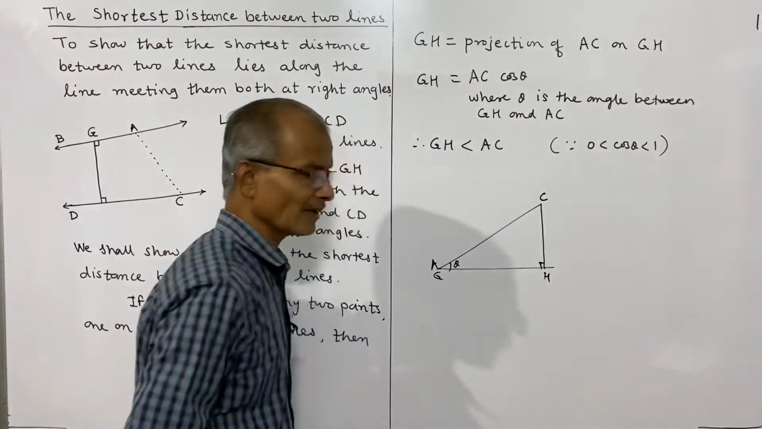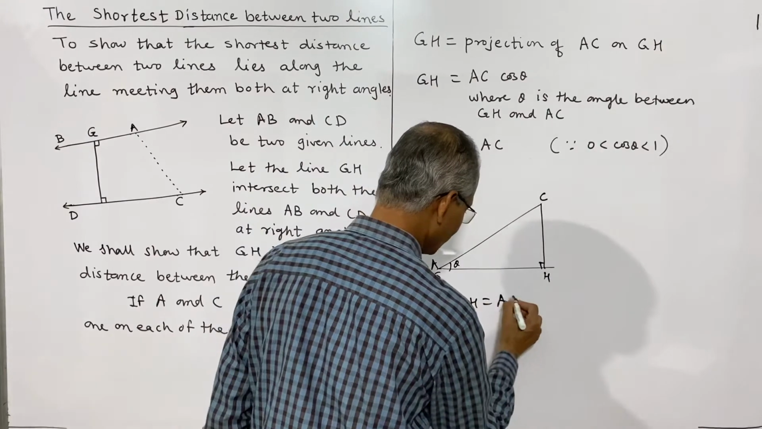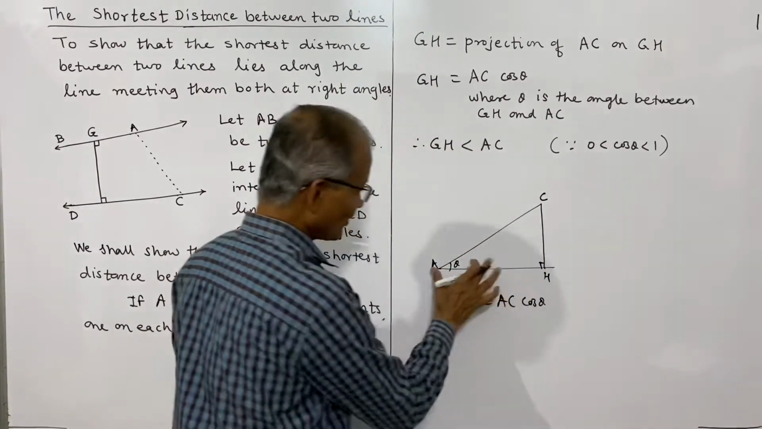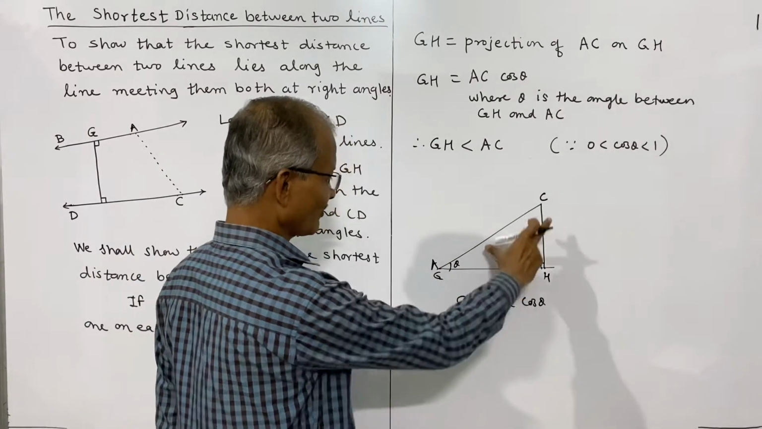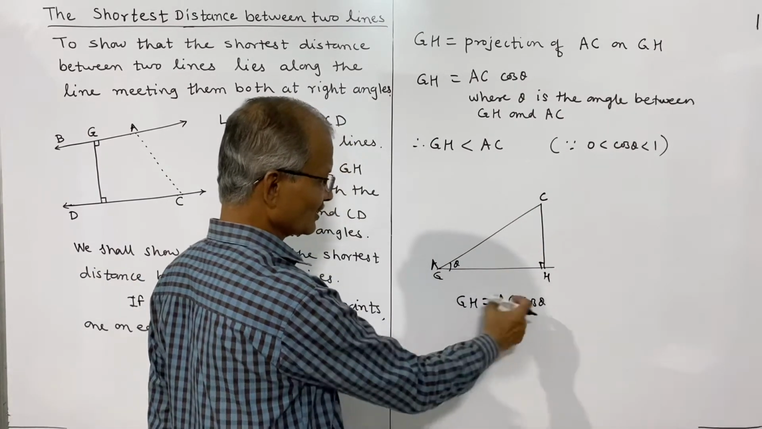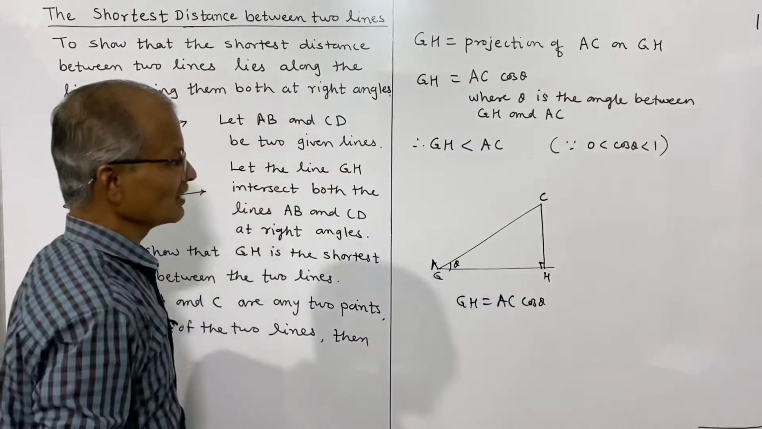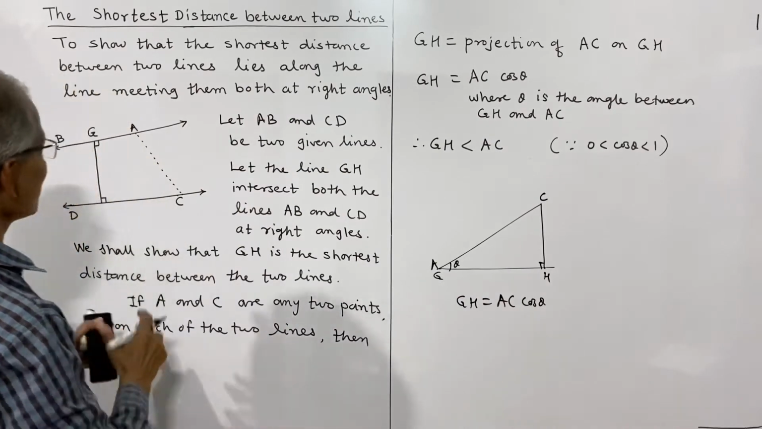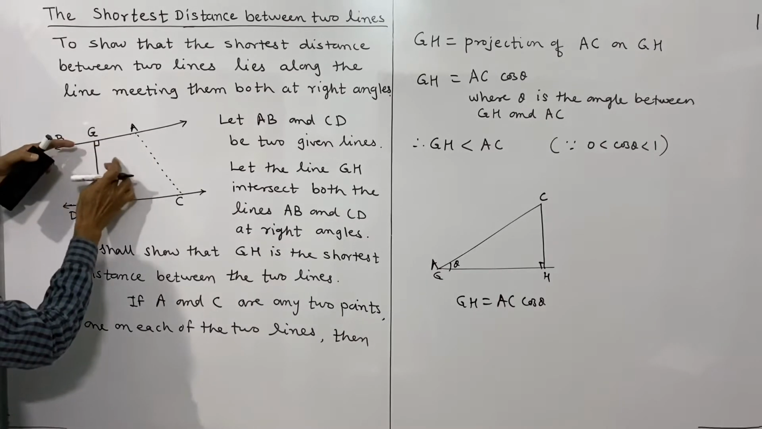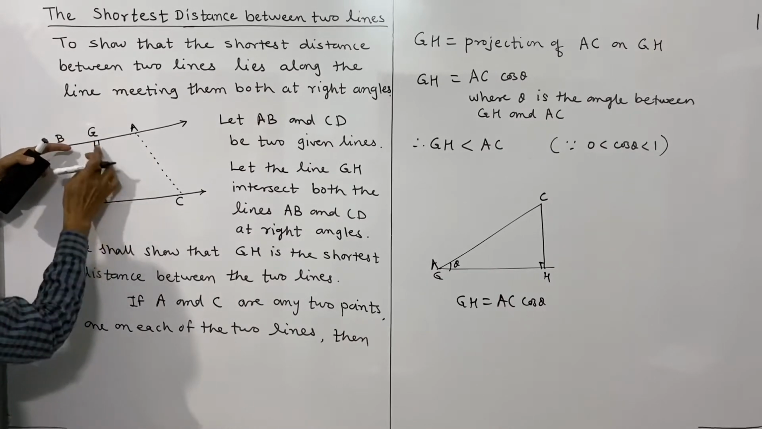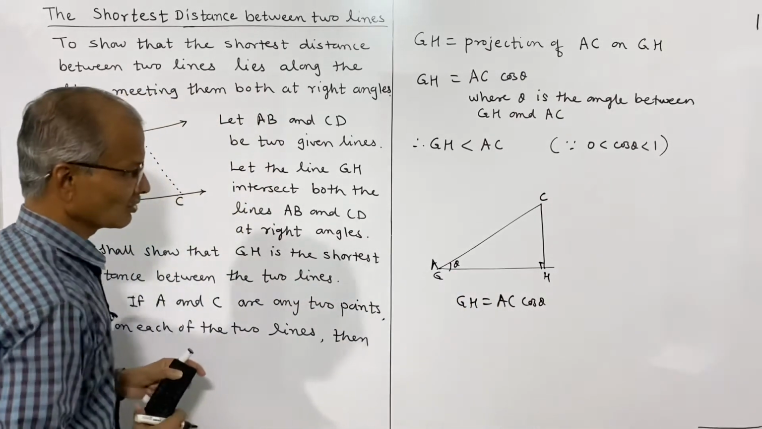If this angle is theta, then GH is equal to AC cos theta. This is called projection. Because from this right angle triangle we may see cos theta is GH divided by AC, and therefore GH is AC cos theta. So that is what we have written. GH is projection of AC. The point A is shifted to point G, and then the line will be parallel to itself, like this. So this line is parallel to AC, and this is the figure. In the figure we have shown it.